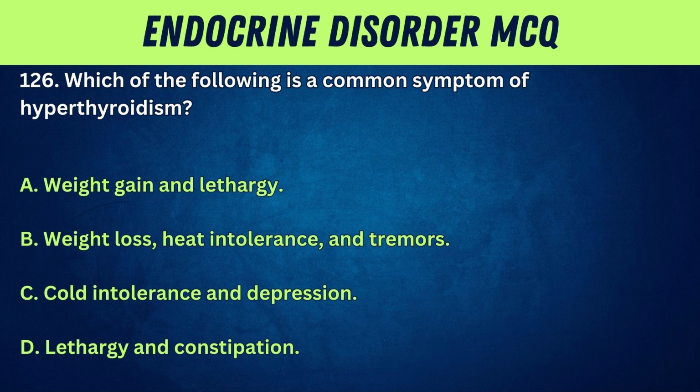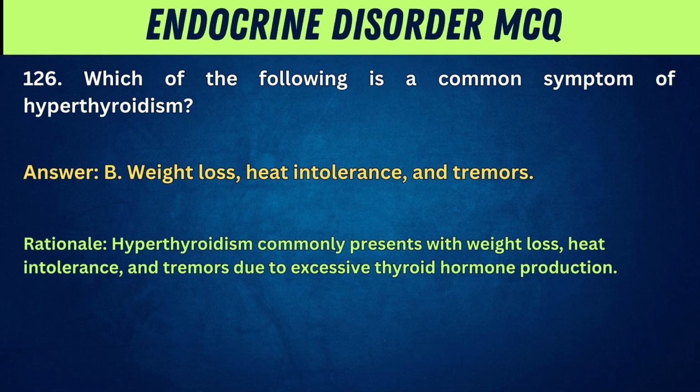126. Which of the following is a common symptom of hyperthyroidism? A. Weight gain and lethargy. B. Weight loss, heat intolerance, and tremors. C. Cold intolerance and depression. D. Lethargy and constipation. Answer: B. Weight loss, heat intolerance, and tremors. Rationale: hyperthyroidism commonly presents with weight loss, heat intolerance, and tremors due to excessive thyroid hormone production.